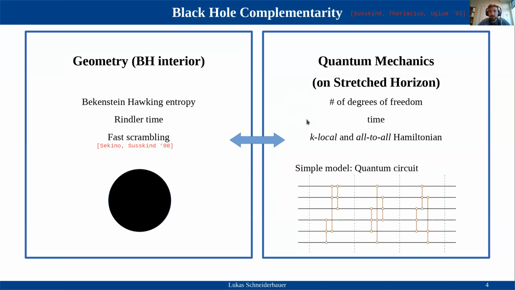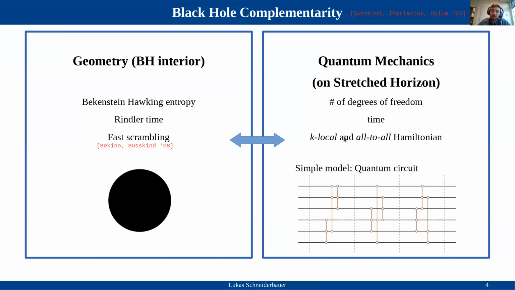So in order for the quantum mechanical system to exhibit these kind of fast scrambling properties, we actually assume here a simple model, namely a quantum circuit. And then we assume that the Hamiltonian that acts on the states is actually k-local and all-to-all, which means, in this plot here, we have a quantum circuit which actually has 1, 2, 3, 4, 5, 6 degrees of freedom only.